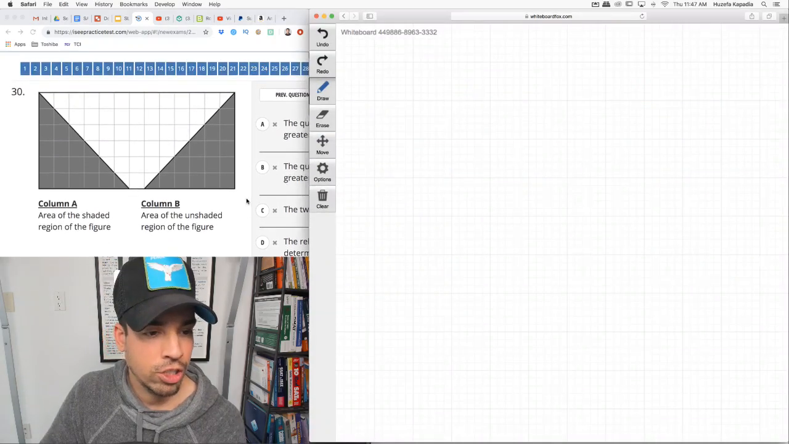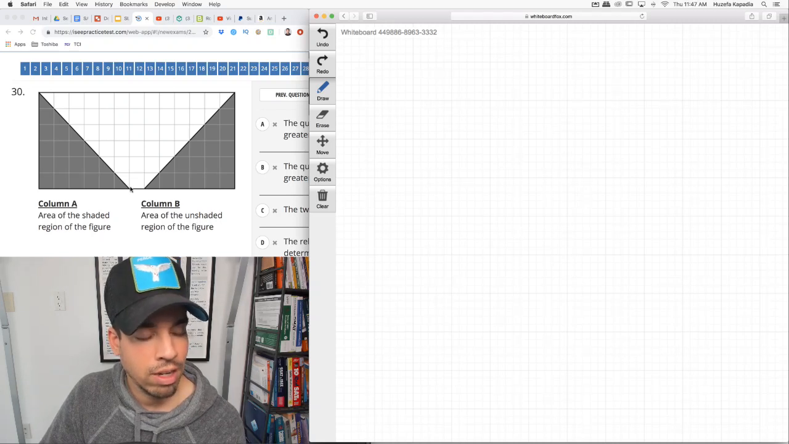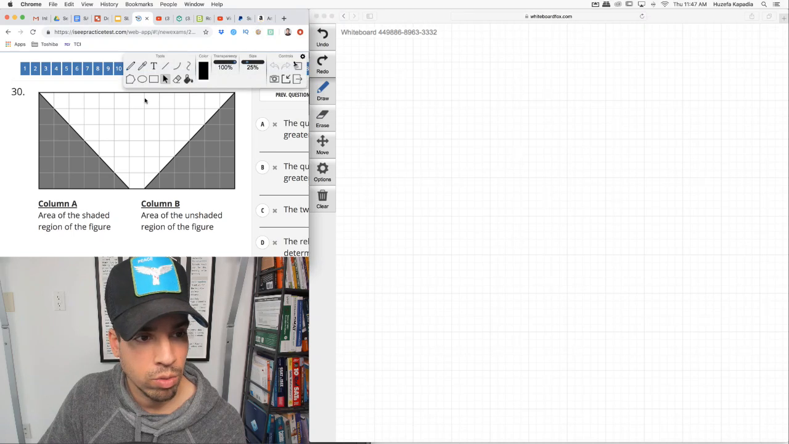Area of the shaded region, area of the unshaded region. I can tell you unshaded is bigger. Here's why. If I could draw on this, let's see if it doesn't always work exactly when I try to draw on this because I'm zoomed in. Yeah, it comes over there. Let's see if I can get it. Okay. I got it. There we go.